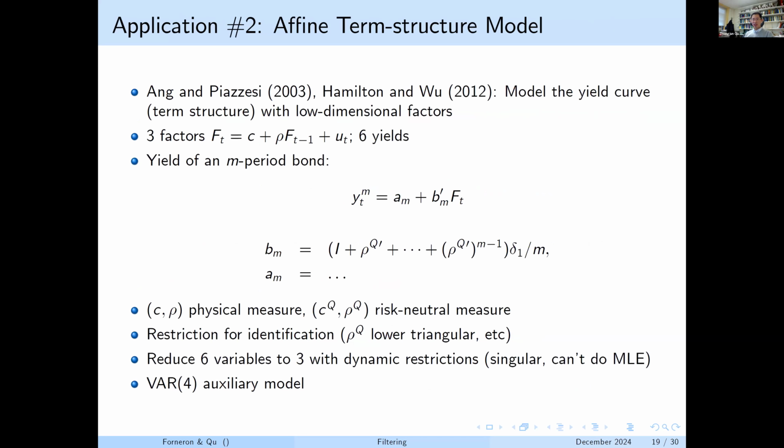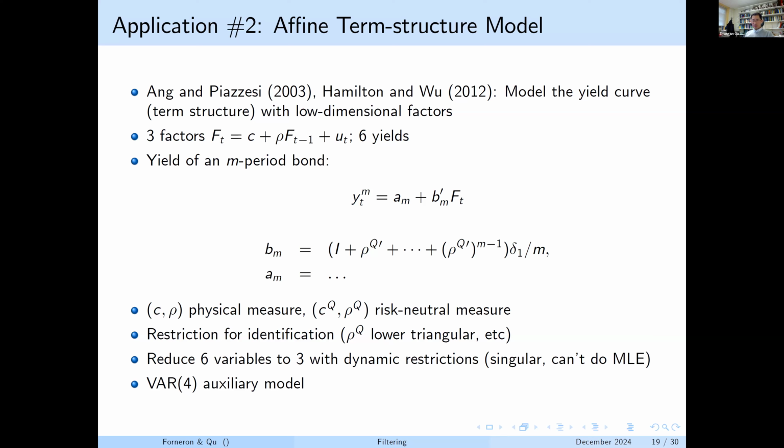With that, I will turn to two empirical applications that we have. This application is for a term structure model. The model is taken from Hamilton and Wu 2012. The model has three factors denoted by F_t. This is a vector autoregression of order 1.